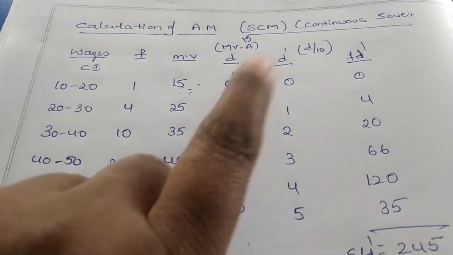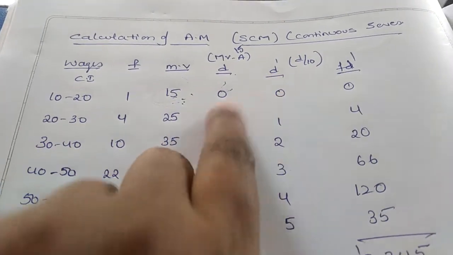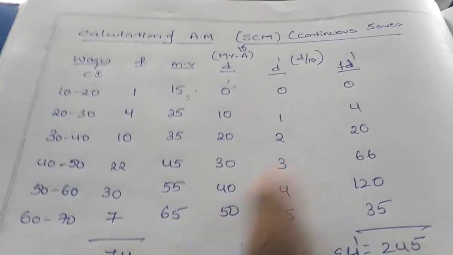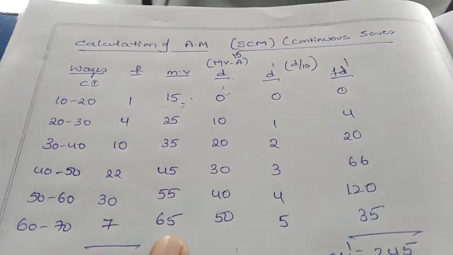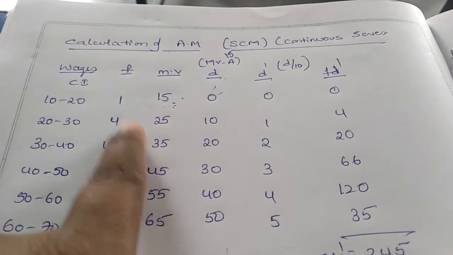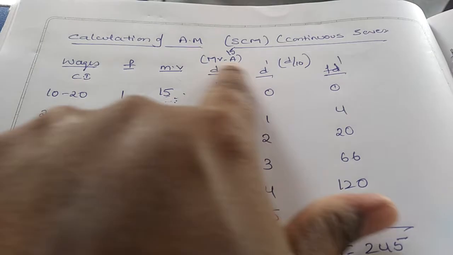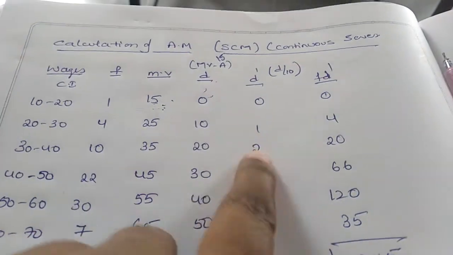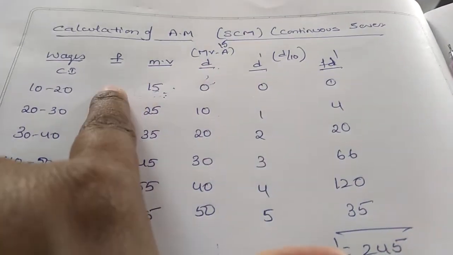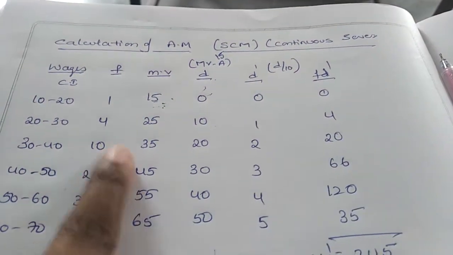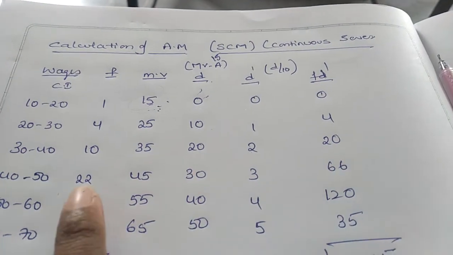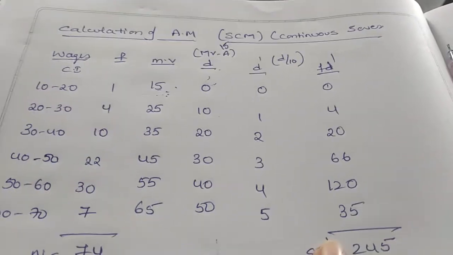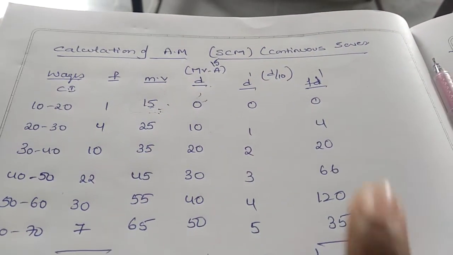Okay, so 0 by 10, 0. 10 by 10, 1. 20 by 10, 2. 30 by 10, 3. 40 by 10, 4. 50 by 10, 5. That will be the D dash. Afterwards, next we have to multiply F into D dash. 1 into 0, 0. 4 into 1, 4. 10 into 2, 20. 22 into 3, 66. 30 into 4, 120. 7 into 5, 35. So finally we got the FD dash.